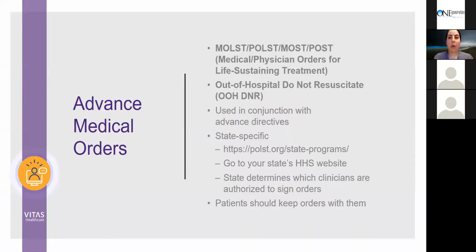A lot of you may be familiar with the terms MOLST, POLST, and MOST. Generally speaking, the M stands for medical, the P for physician, the O for orders, and the rest is life-sustaining treatment. That is a form that is a medical order rather than a legal document, as opposed to advance directives, which are legal documents. Advance directives are legal and they guide the care, but the medical orders are the MOST and POLST forms because they're physician's orders.